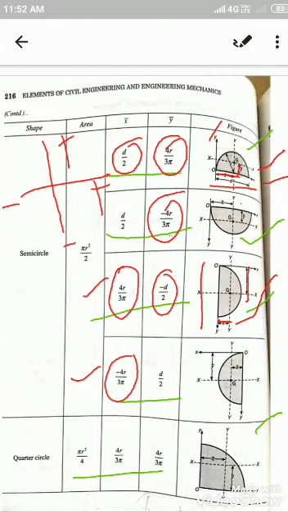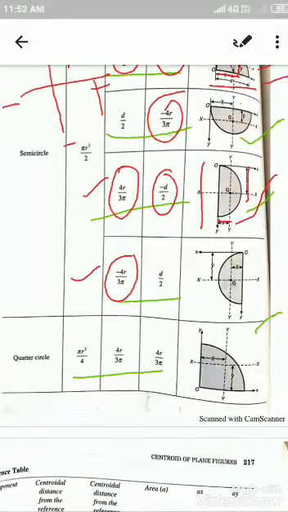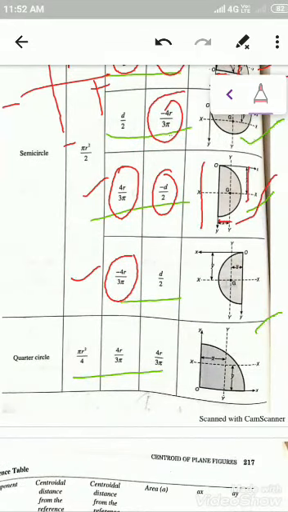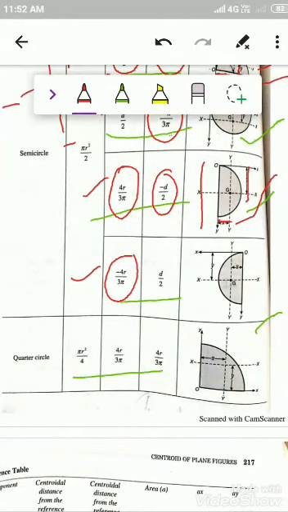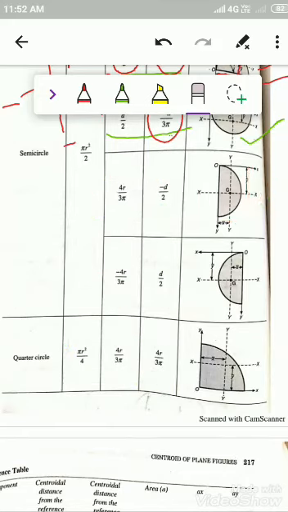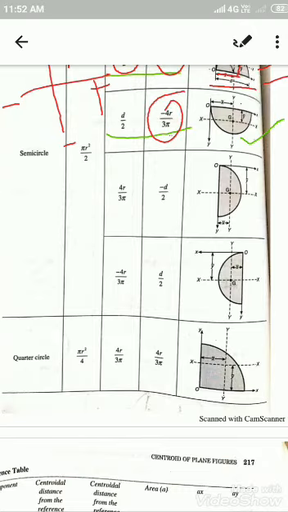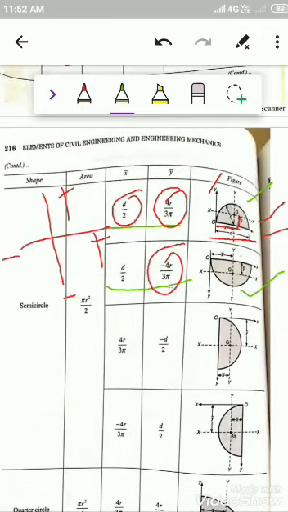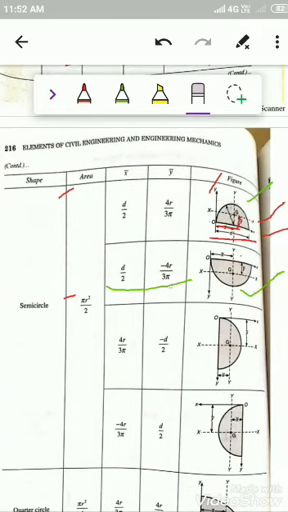The next thing is the last one, the quarter circle. There is not much difference in the quarter circle. In the quarter circle, both x bar and y bar are 4r by 3 pi itself, and the area is known, pi r square divided by 4. So these formulas are very important in order to solve the problems. And the positive and negative signs and the directions of the semicircles are very important. You just remember all these clearly.